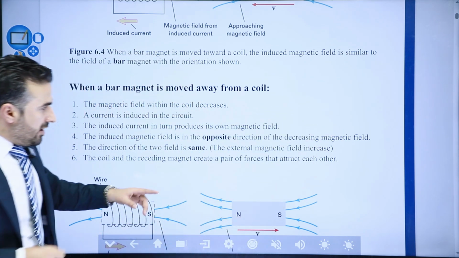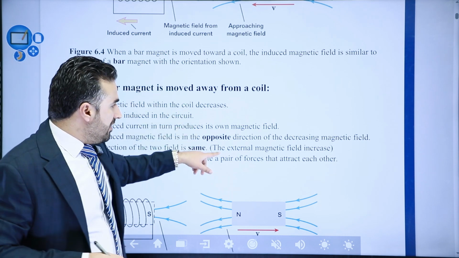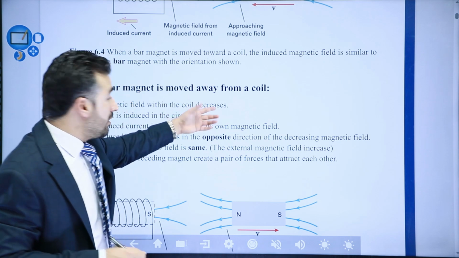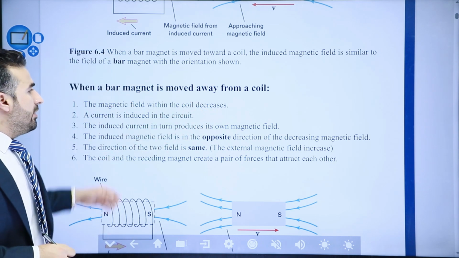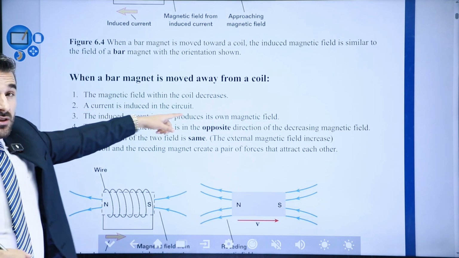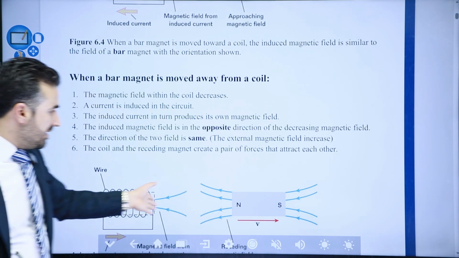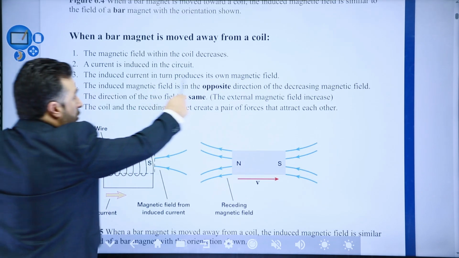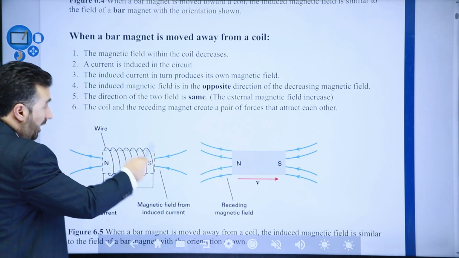But there is one thing you have to be careful with, yeah? The external magnetic field increases. It is true that the magnetic field line within the coil decreases, okay? But the external will increase in this case. So a current is induced in the circuit. That is for the second case, when it is moved away, yeah? And then the induced current in turn produces its own magnetic field here, okay?